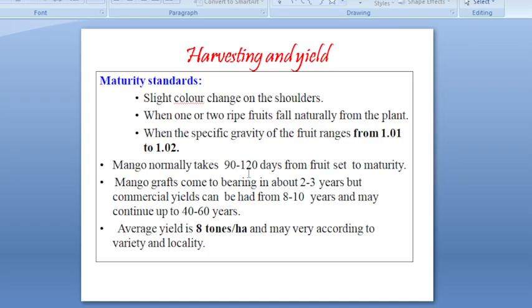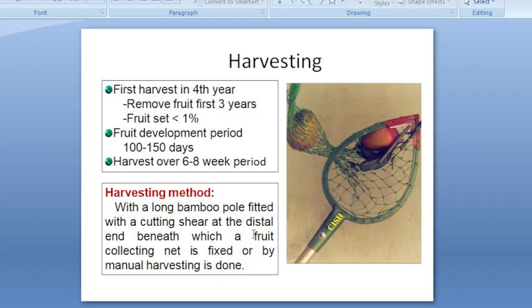So there are some different maturity indices, or there are different aspects to judge the maturity of mango. Based on the color change and the aroma, or specific gravity is important, 1.01 to 1.02, or degree days from the date of planting, flowering to fruit setting. We can expect around 8 tons of yield. So this is a mango harvester developed by Central Institute of Subtropical Horticulture.